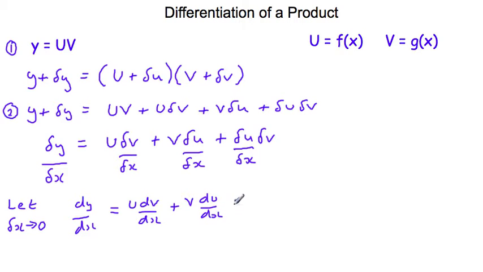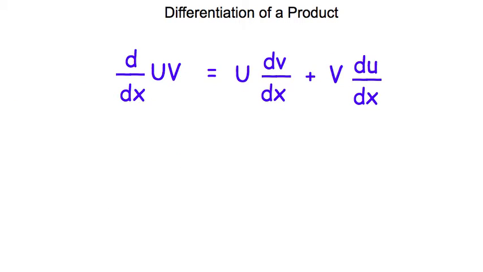And the last one will be du by dx, but delta v is tending to 0, so this du by dx will be multiplied by 0. And so that last term will be 0. And we're left with dy by dx is u dv by dx plus v du by dx. And there it's summarised. d by dx of uv is u dv by dx plus v du by dx.